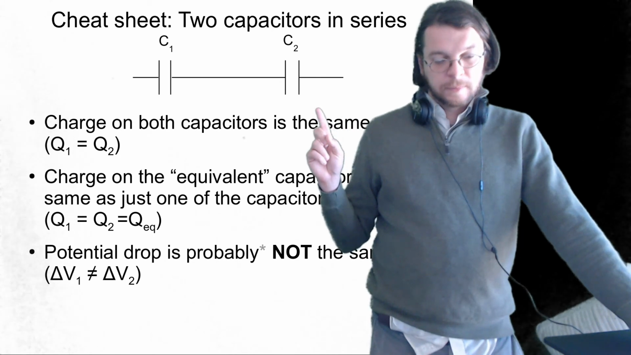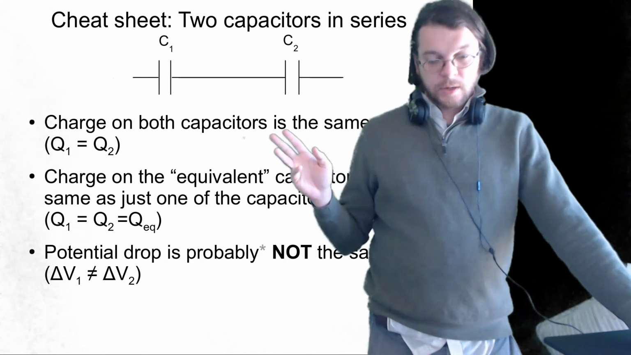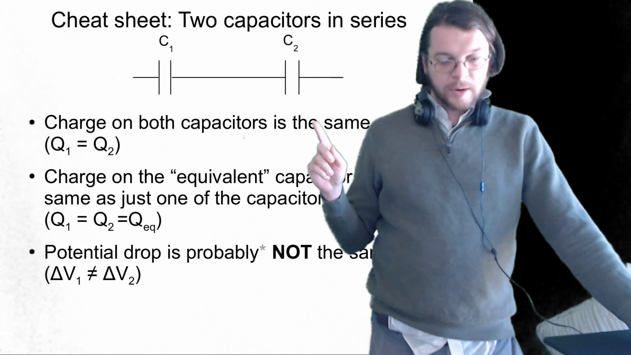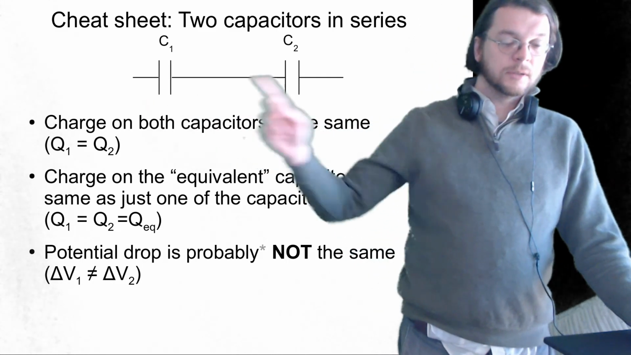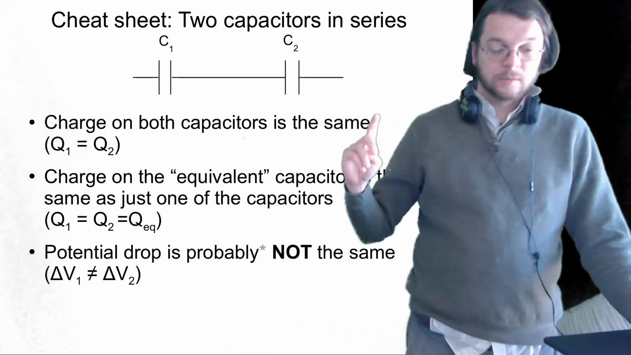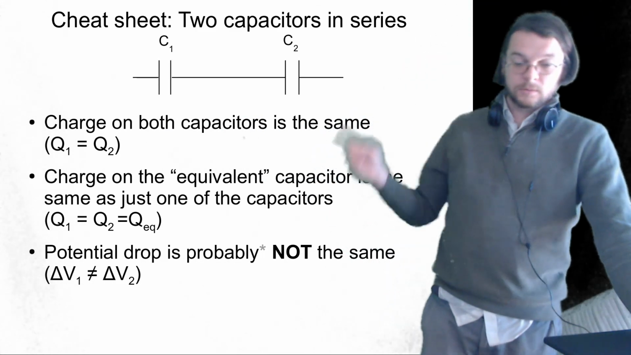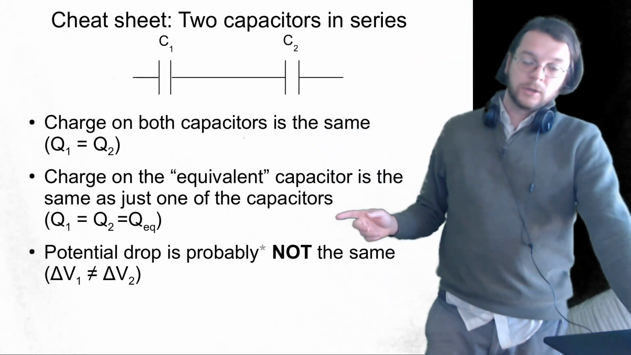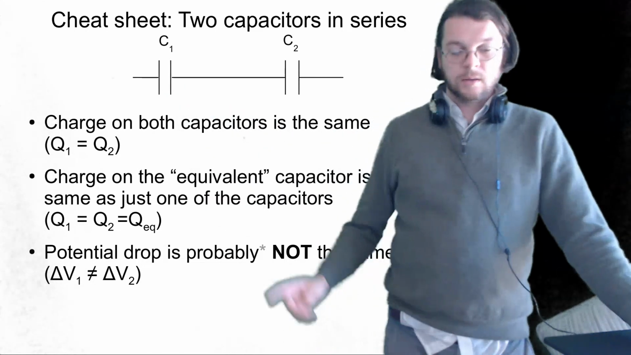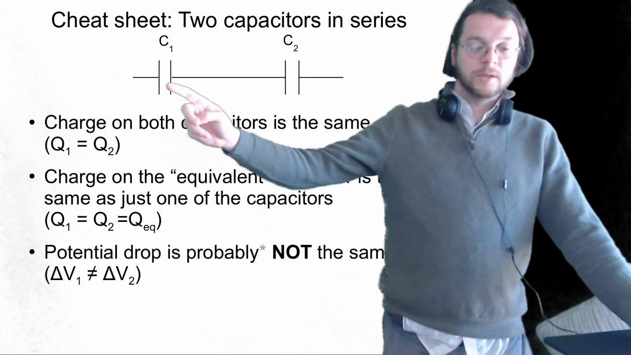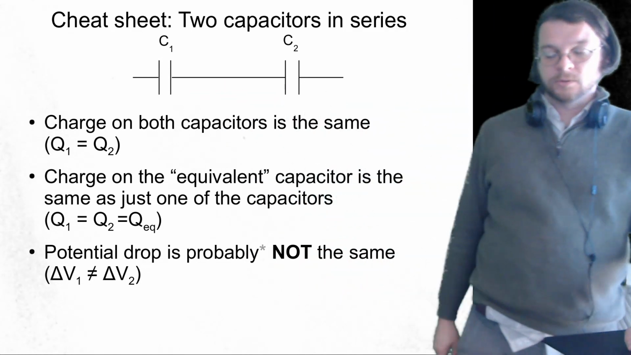Now, let's see. Just to review what we've talked about, when you have two capacitors in series, it's important to remember that the charge on this one is the same as the charge on that one. There's no way around it. So I think that's what it says here. The charge on the equivalent capacitor is just the charge that's on one of the plates. And the voltage drop across this one is probably not the same as the voltage drop across that one.